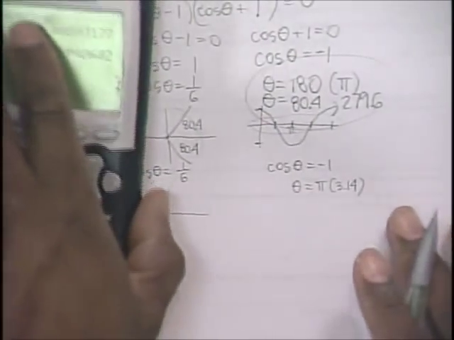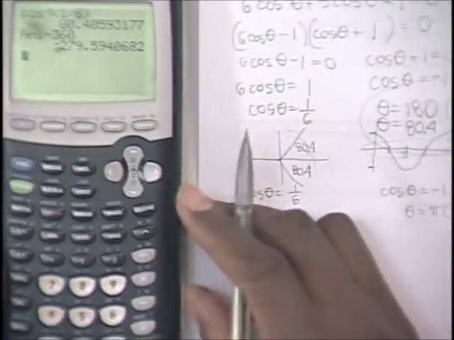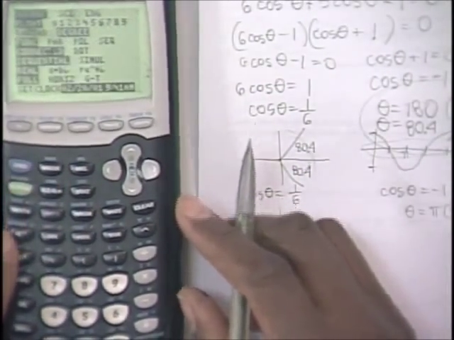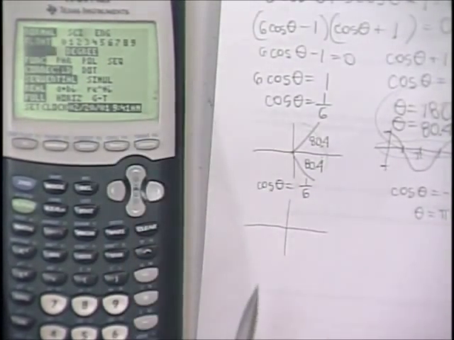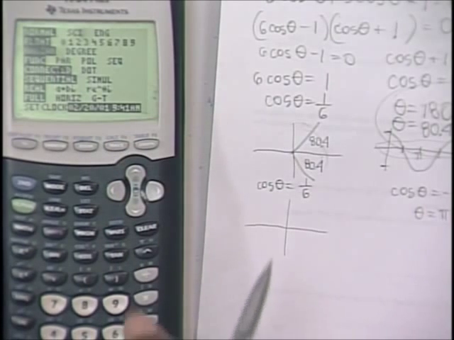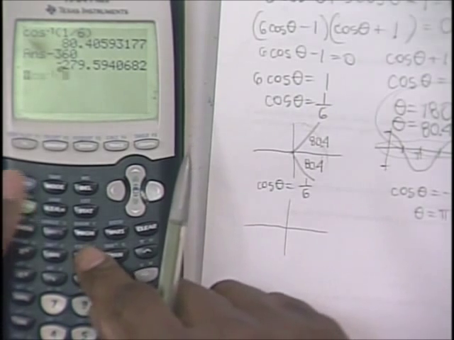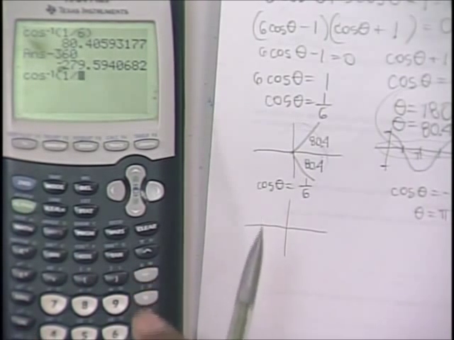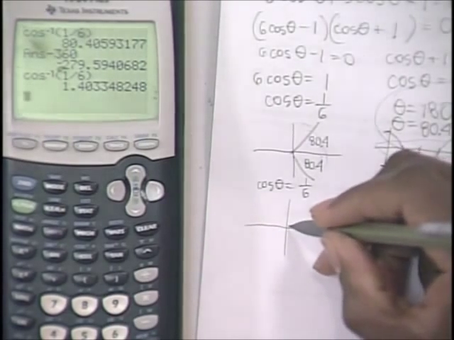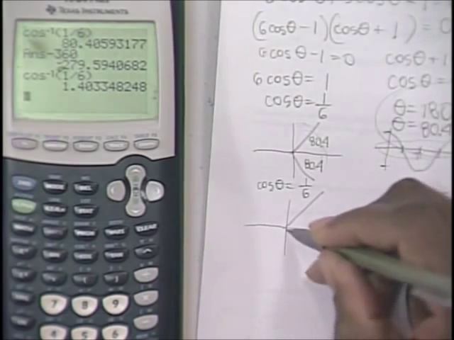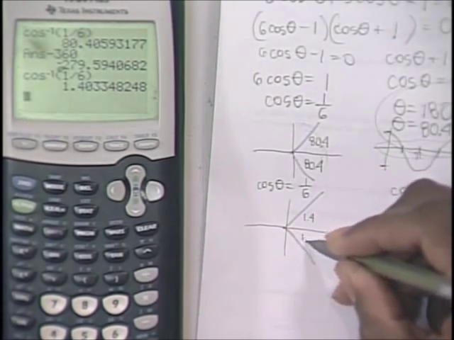All right, so now let's go to mode. Let's change the mode on our calculator to radian mode. I don't know if you can see that. All right, but that's radian mode. Now let's do the same thing that we did, taking the arc cosine of 1 divided by 6, and you get, now it's in radians, 1.4. So cosine is positive here and here. So that's 1.4, but it's a radian measure.